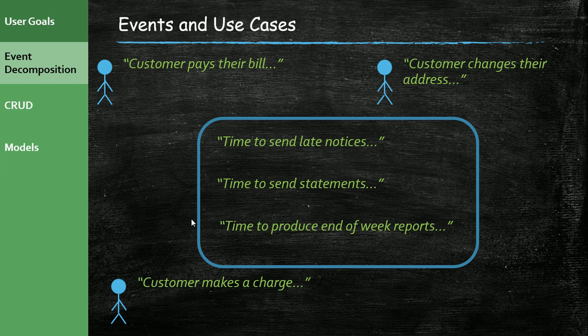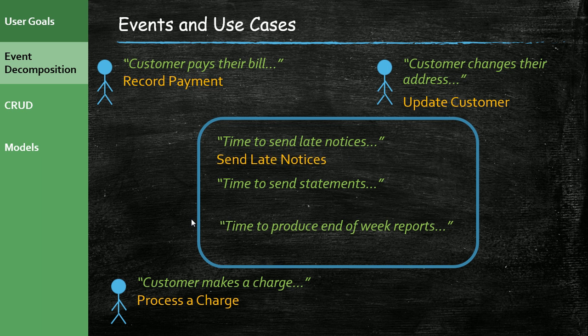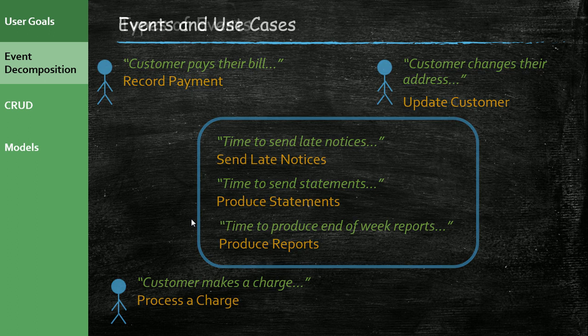But before we talk about that, let's convert the phrasing that our stakeholders and our users use into an actual use case label. So for example, record payment or process charge, update customer, send notices, produce statements, produce reports. So again, that's our verb-noun phrasing. Makes it very simple and succinct so we know exactly what that use case is.